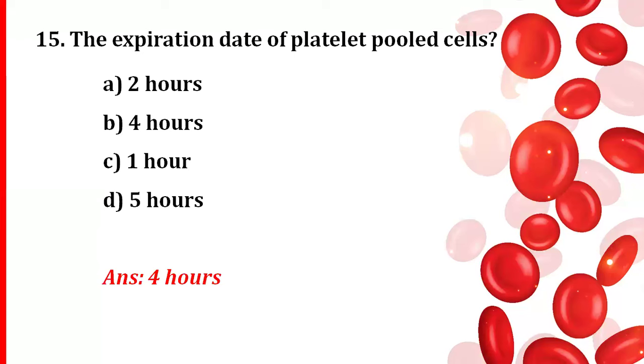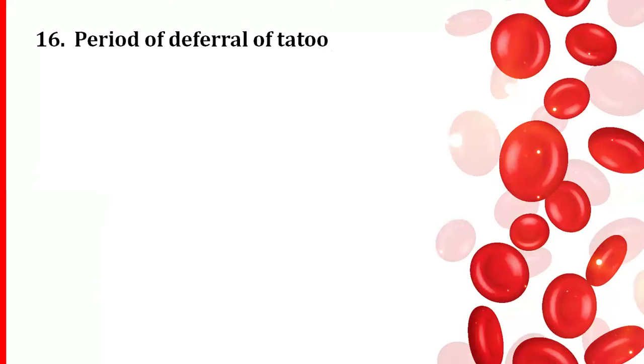So what are pooled platelets? Pooled platelets are blood component products derived from the whole blood donations of 4 to 6 donors. From these 4 to 6 donations, we prepare the pooled platelets. There are two methods for extracting individual platelet concentrates: one is platelet rich plasma, that is PRP, and the other is the buffy coat, BC. So here the right answer is option B, 4 hours.